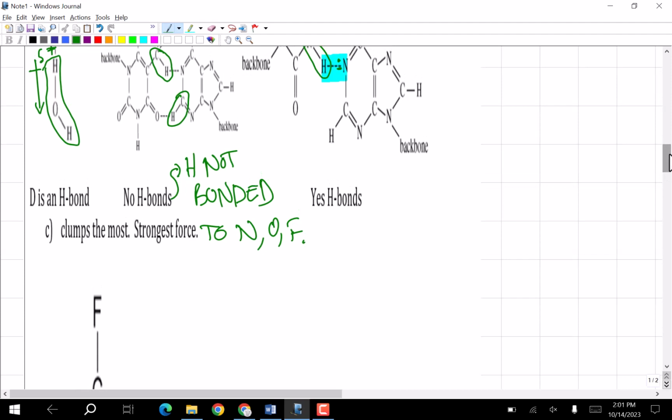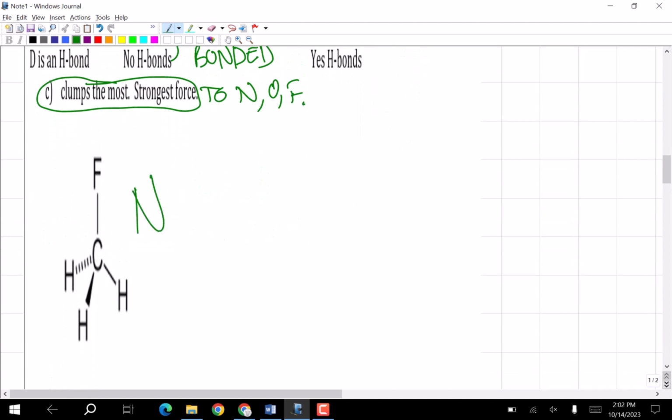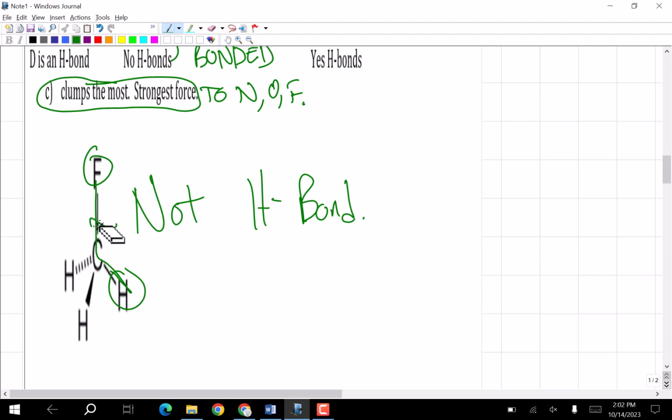So the strongest force clumps the most. This means that H bonds clump the most. And we're going to get into what clumpiness means for these properties. There's one other tricky one. This is not H bonding. Just like that other one was not H bonding, because I've got fluorine and I've got hydrogen, but they're not bonded to each other. This is not an H bond because it's not direct.